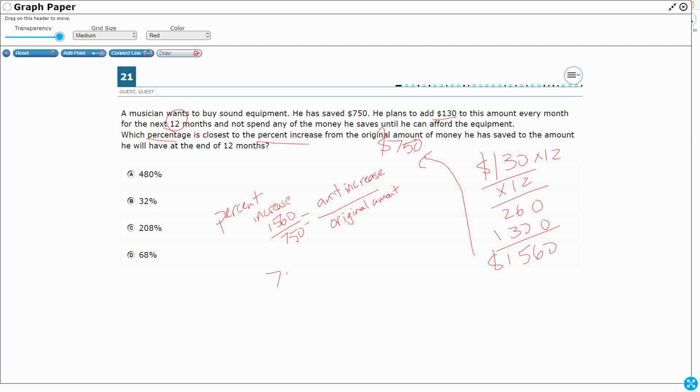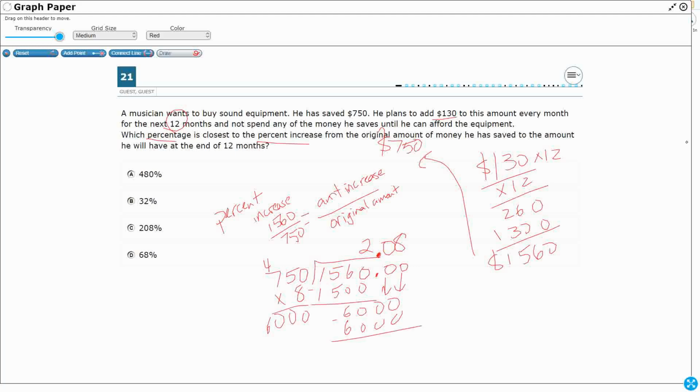750 into 1560. If I double 750, that's going to be 1500. So that's going to go in twice, and that's 1500. That's really close. I need to add a decimal to continue. 750 does not go into 700, so let's add another 0. It will go in. 75 goes into 600 8 times, so 750 times 8 is 6,000. There we go. So 2.08.